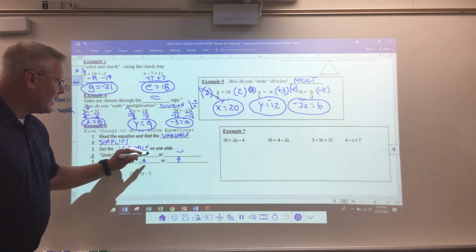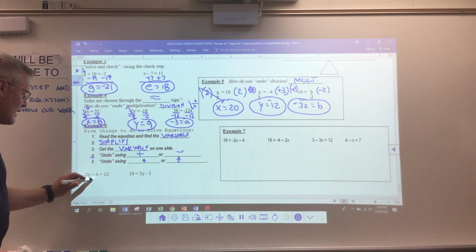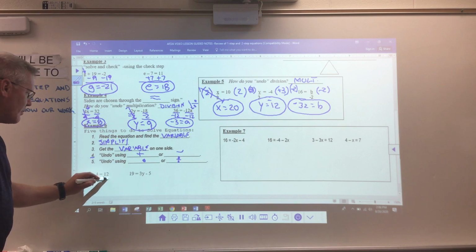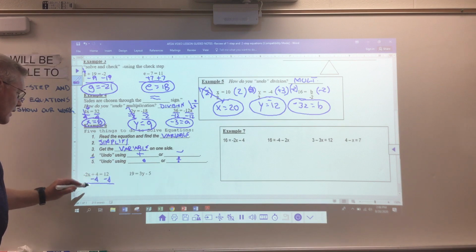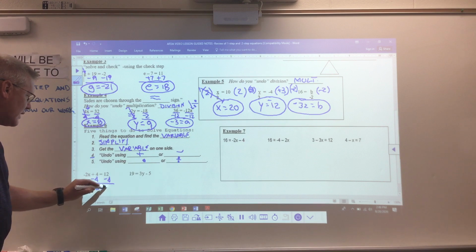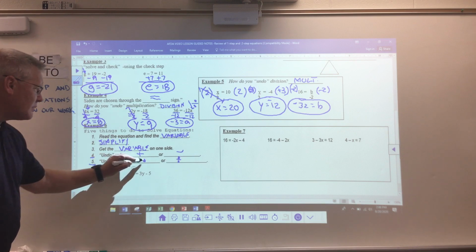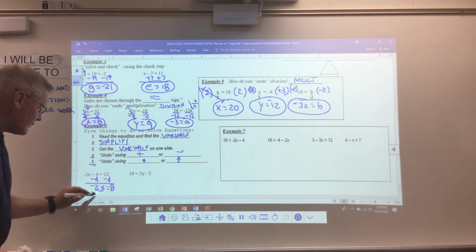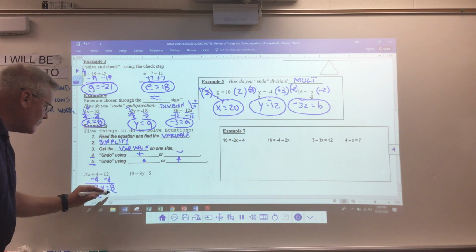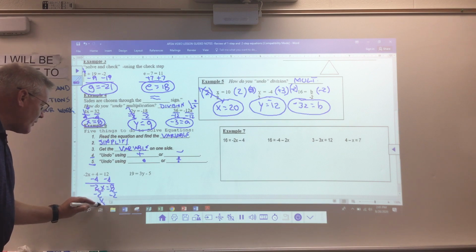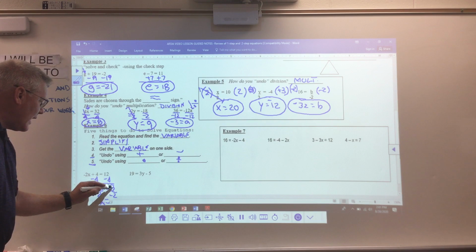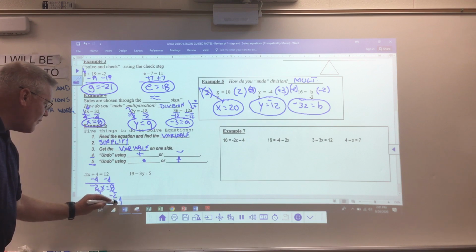It says undo using addition or subtraction. Since I see that plus 4, I'm going to put -4 on both sides. Clean that up. I got -2x is equal to 8. I'm going to divide. That's the next thing I do right here. Undo using multiplication or division. Since that -2 is multiplying, I'm going to divide by -2. And I'll wind up with x is equal to 8 divided by -2 is -4, I do believe.